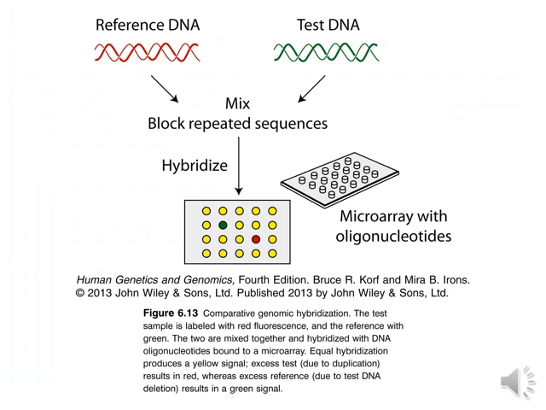This next slide shows the process of comparative genomic hybridization. In this process the test sample is labeled with red fluorescence and the reference with green. The two are then mixed together. They're hybridized with DNA oligonucleotides, which are bound to a microarray. Equal hybridization produces a yellow signal. Excess test due to duplication results in red, and where you have excess reference due to test DNA deletion, it results in a green signal.